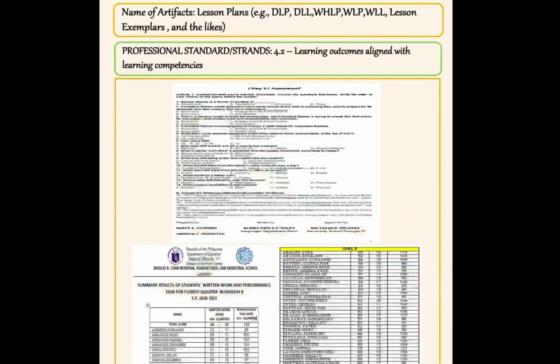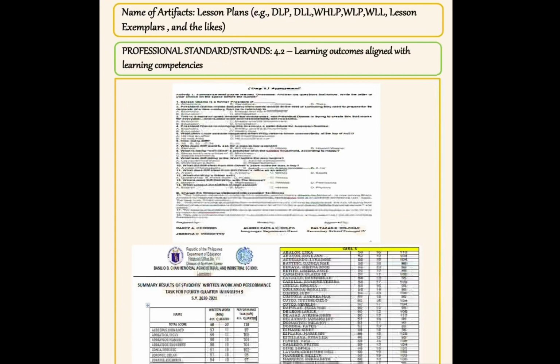So, mapapansin nyo, paulit-ulit yung attachments sa artifacts, but nagkaka-iba-iba when it comes to its professional standard and strands. Okay, for the 4.2 professional standard strands is learning outcomes aligned with learning competencies.